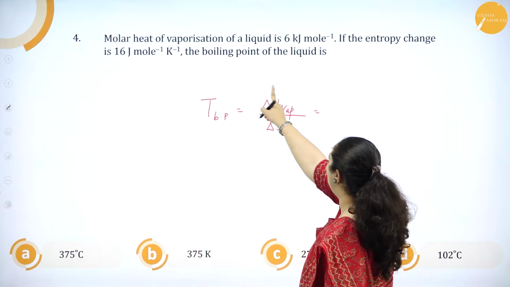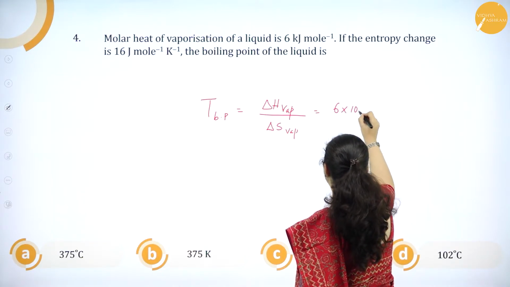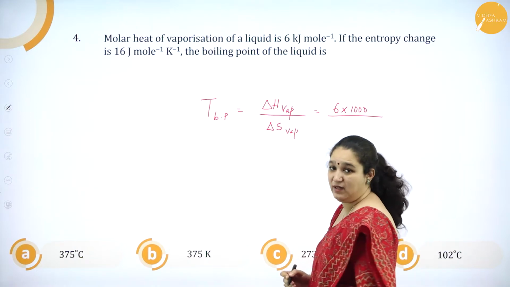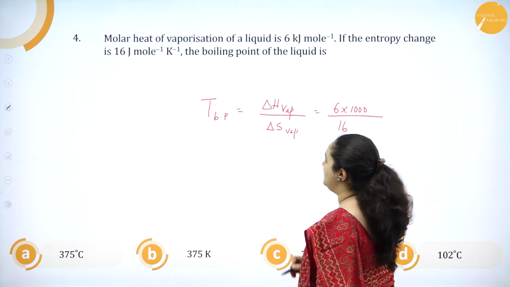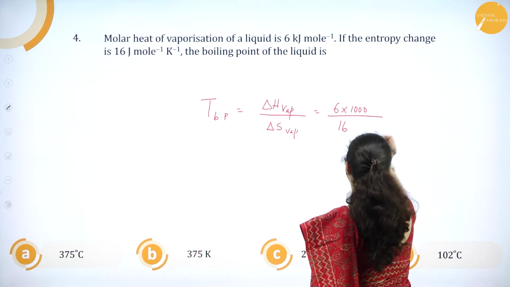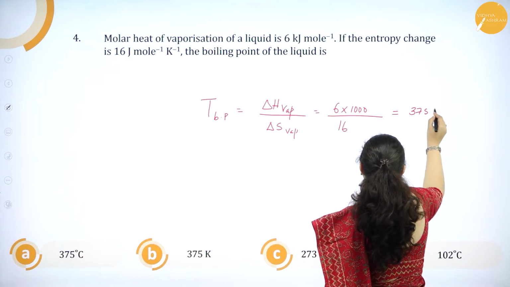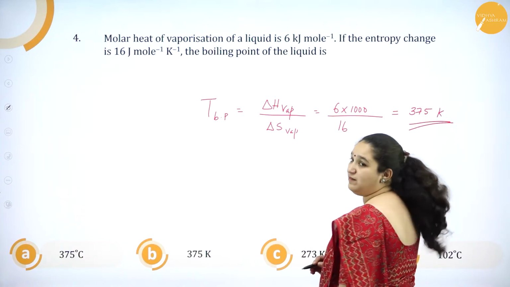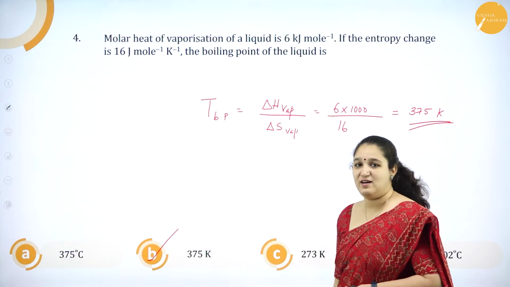Okay. So what is delta H value? The molar heat of vaporization of a liquid is 6 kilojoule. Kilo means 10 to the power 3, 1000 I have written here. And entropy change is 16 joules. It is given in joules per Kelvin. So if I solve this, I'll get it as 375 Kelvin. So option B is the correct answer.